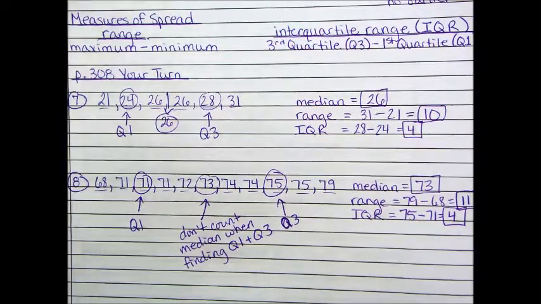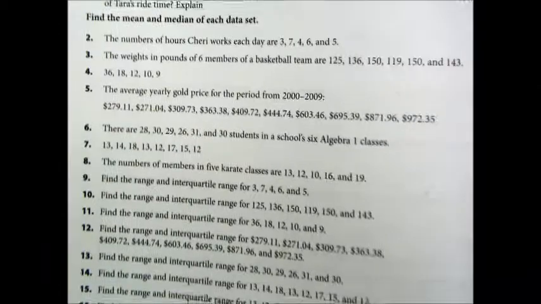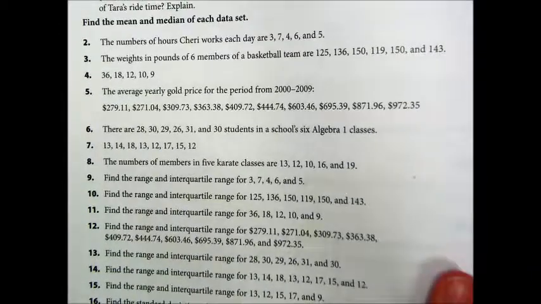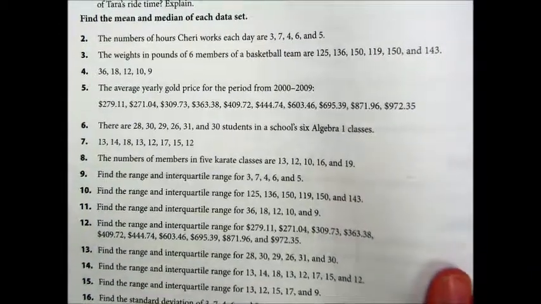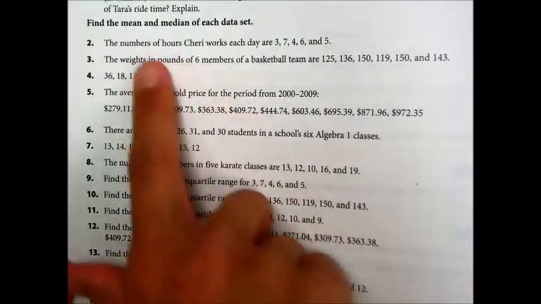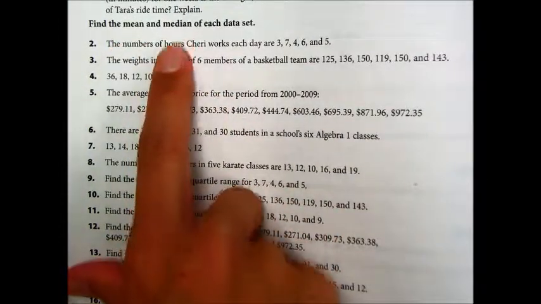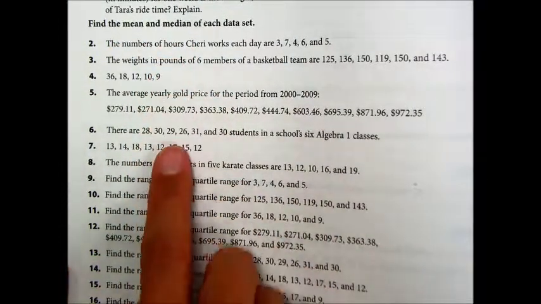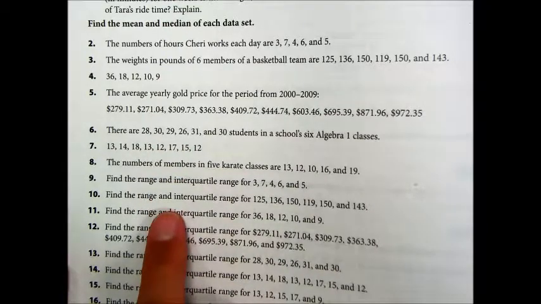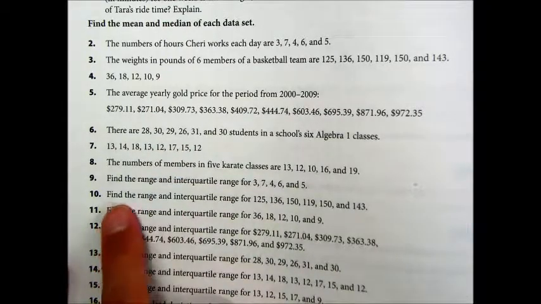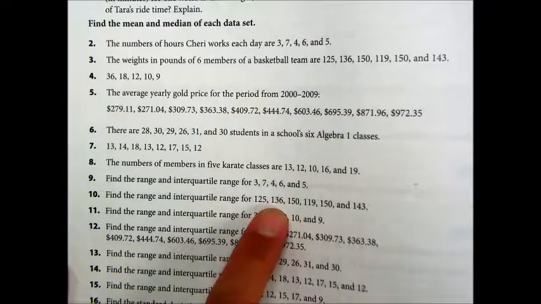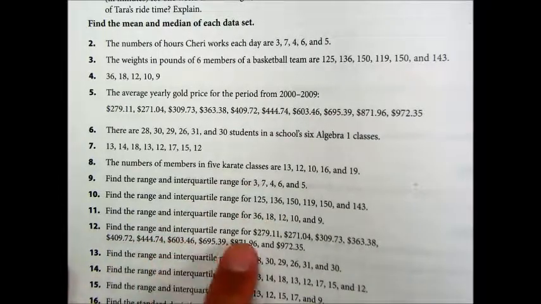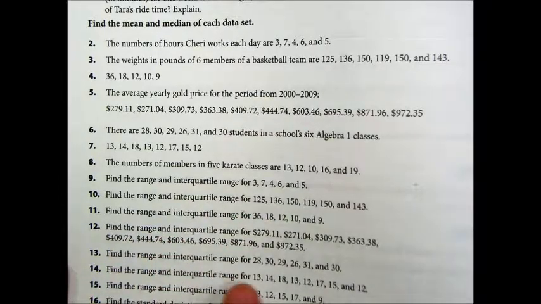All right, if you guys take a look at homework, you're flipping to page 312. You're doing 2 through 14 even right now. We'll add on the rest tomorrow. So find the mean and median for 2, 4, 6, 8, and then it changes. Look at 10. Find the range and interquartile range. 12. Find the range and interquartile range. 14. Find the range and interquartile range.